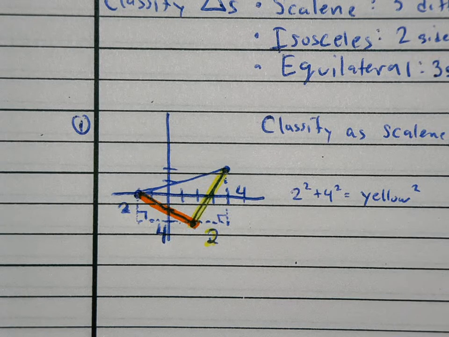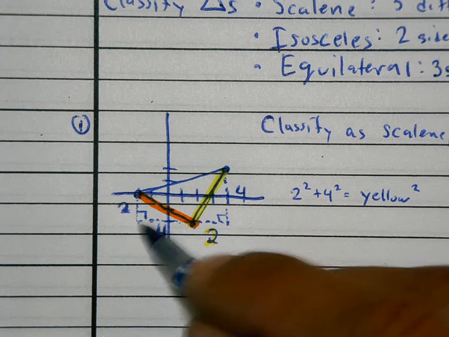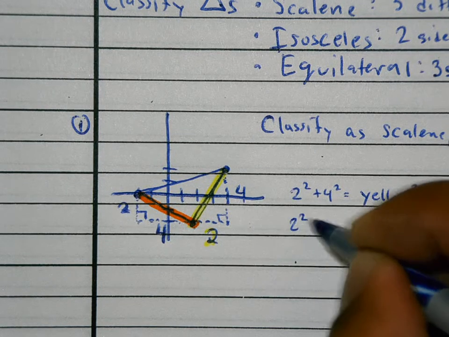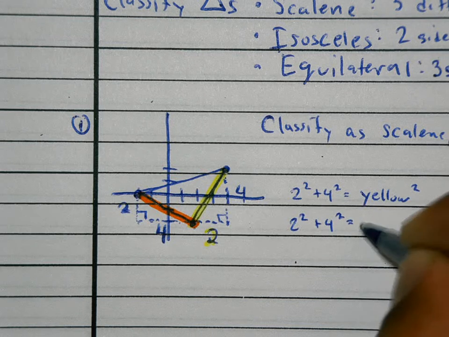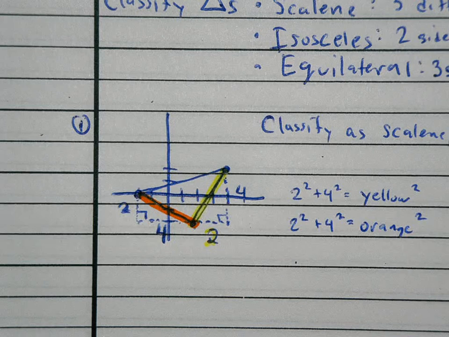So what I know right off the bat is this. A squared plus b squared should equal the c squared. A squared plus b squared should equal the orange side squared. Now look at those two equations. Is the yellow side going to mathematically be the same as the orange side?